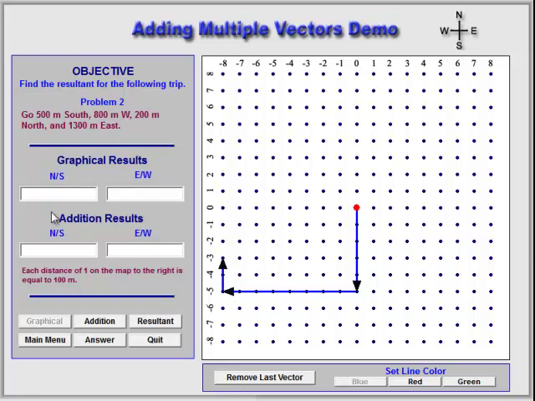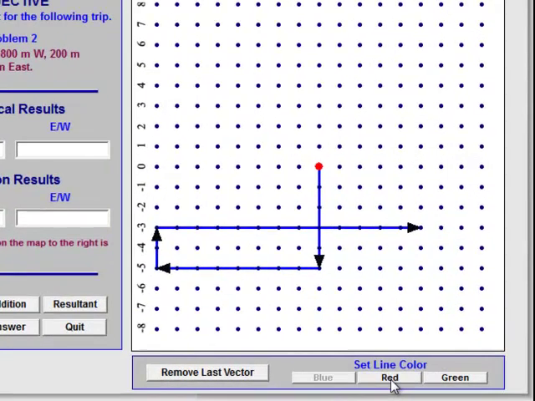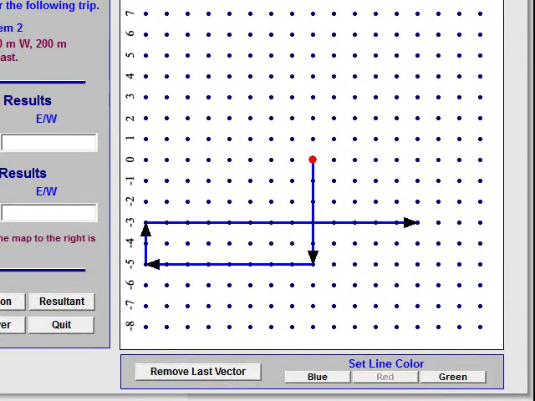So students can get a good idea of how to draw vectors. Then 1,300 meters east, 1, 2, 3, 4, 5, 6, 7, 8, 9, 10, 11, 12, 13. What I'm doing is just holding down the mouse button and dragging. Now I'm going to change the color, and the next question would be to ask the students, well, what's the final resultant of adding up these 4 vectors? And that, of course, would be from the start to the finish. So now we have our resultant in red.